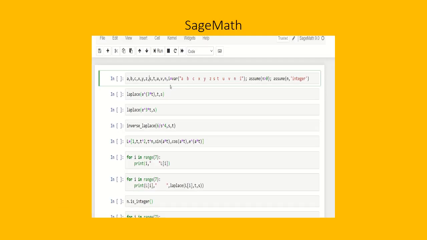Let's see how we can use SageMath to find Laplace transforms of functions of t and inverse Laplace transforms of functions of s. In this first cell, we will declare some variables. A, B, C, X, Y, Z, S, T, U, V, N, and I are declared to be variables with the names A, B, C, X, Y, Z, S, T, U, V, N, and I. We'll assume that n is greater than 0. We'll also assume that n is an integer. So let's run this cell.